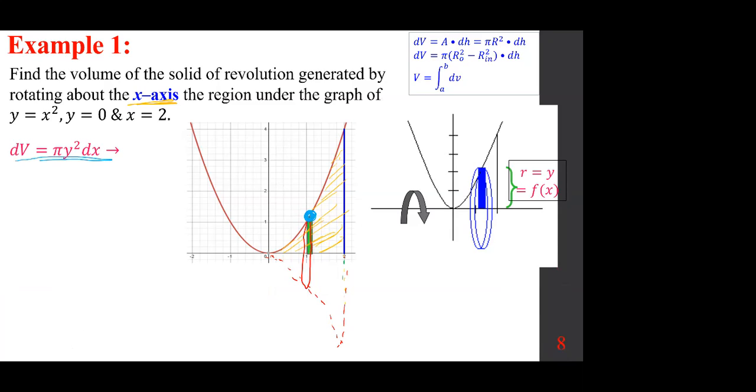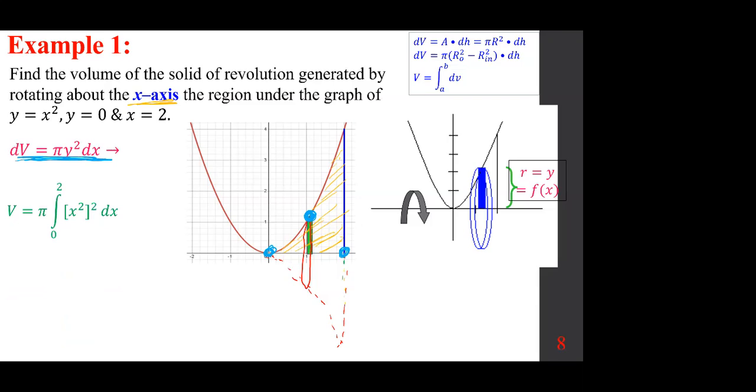If we can get this, the rest goes extremely fast, because we want to integrate dV from a to b, and we're going to go from here to here, which means 0 to 2.